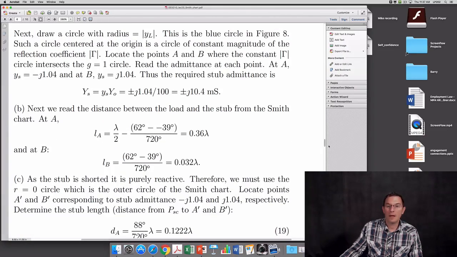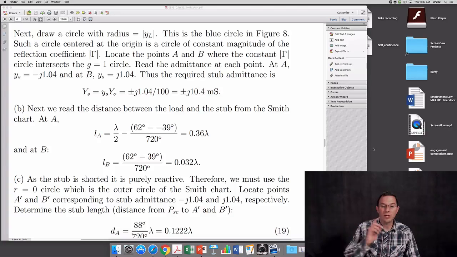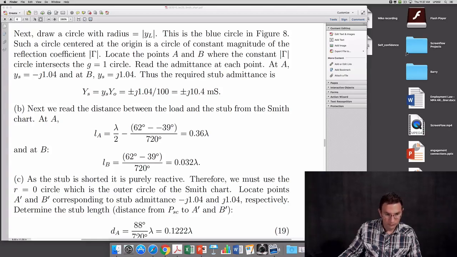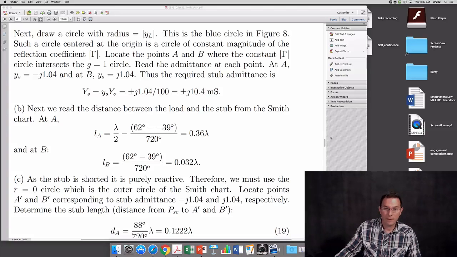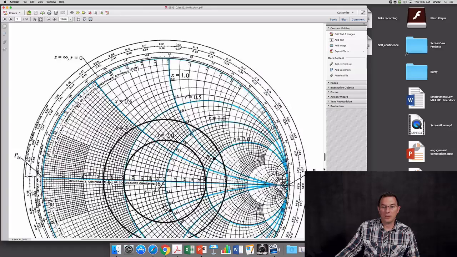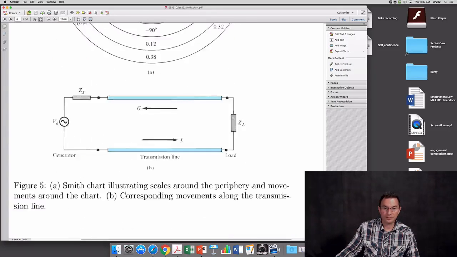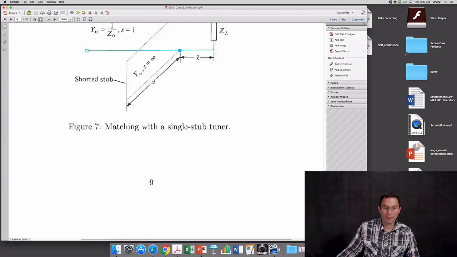Okay. All right. So the stub admittance has to be equal to plus or minus J 1.04 over 100. Why? Why does it work that way? Okay. Let's go back to our Smith chart.